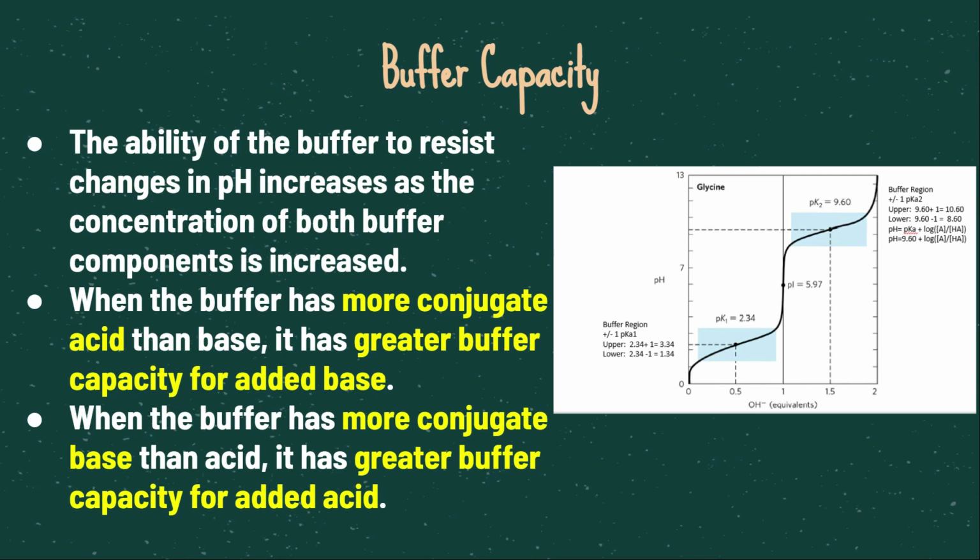Because when the buffer has more conjugate acid than base, it has a greater buffer capacity for added base because it will react with the conjugate acid to neutralize it. And then when the buffer has more conjugate base than acid, it has greater buffer capacity for added acid because there's more conjugate base to react with the acid than vice versa. So just kind of keep those things in the back of your mind as you think about buffer capacity and potential changes based on whether you have greater conjugate acid or greater conjugate base.